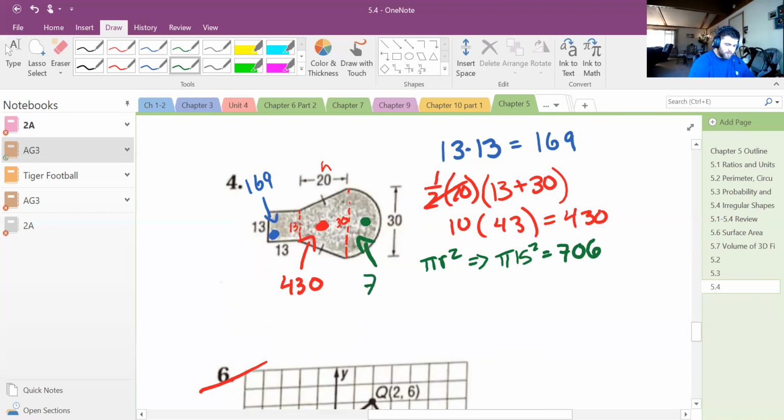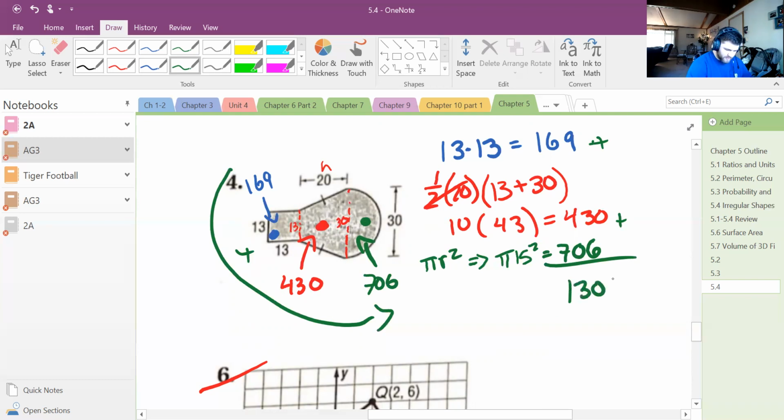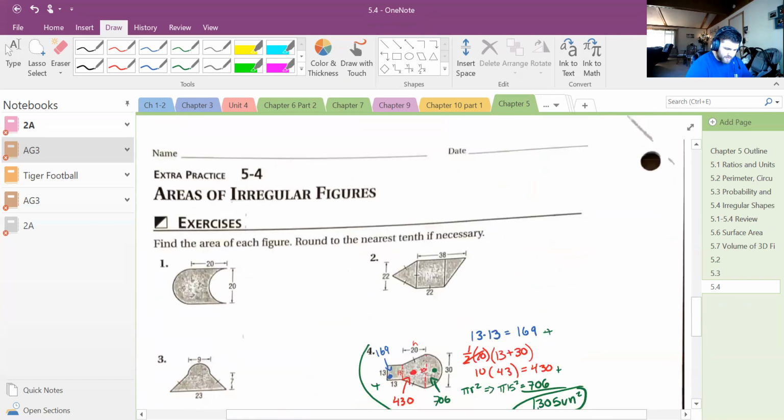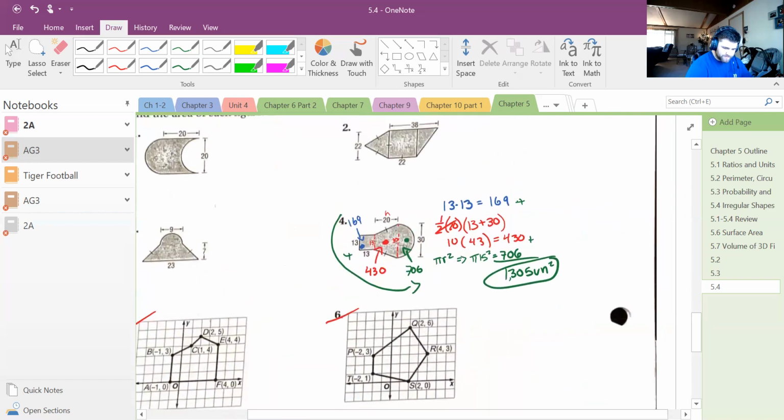Okay, so 706. Once we have the areas of all our little pieces, to find the whole thing all you gotta do is add them together. So we have 169 plus 430 plus 706. See if I typed it in right. Good. We get 1305 units squared. Bad handwriting. All right, that's pretty much it. I did a ton of your homework. You guys shouldn't have much left.